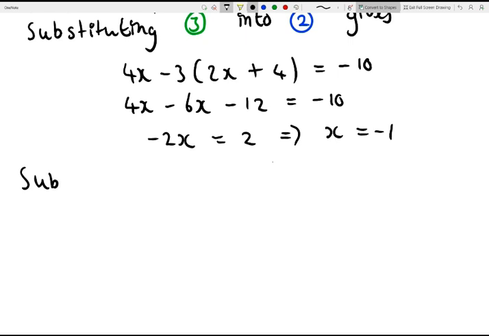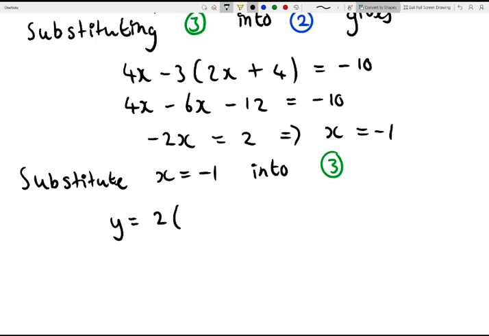Now if we substitute x equals minus 1 into equation 3, we get that y is 2 times x, which is actually minus 1, plus 4, which is 2. So we have that x is minus 1, and y is 2.